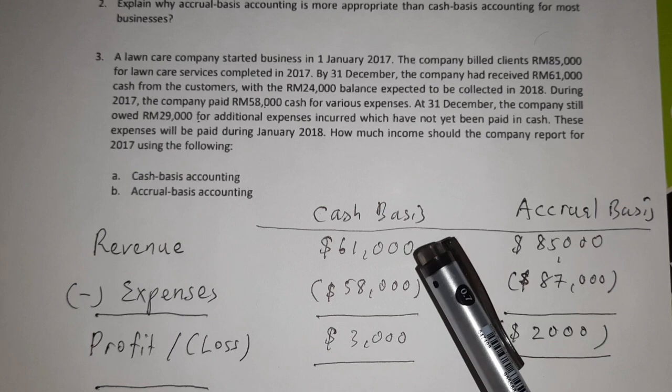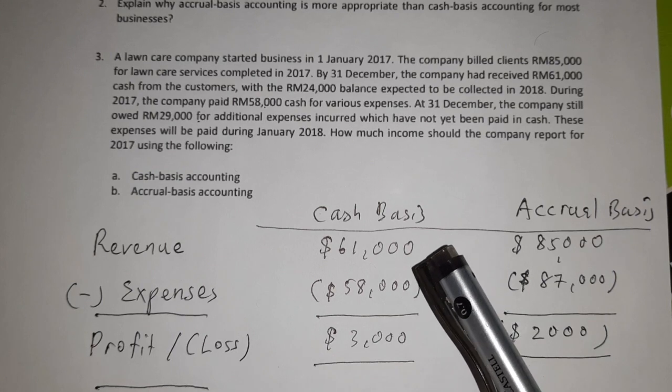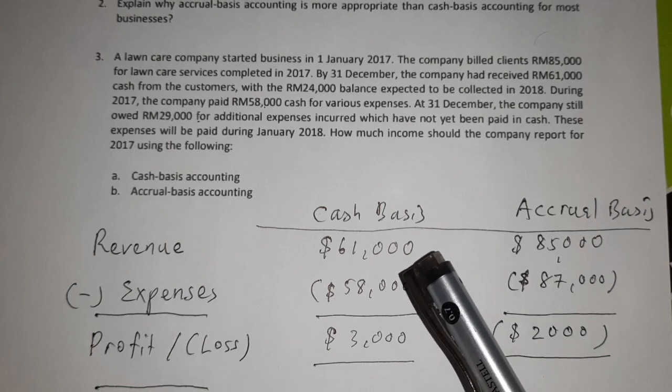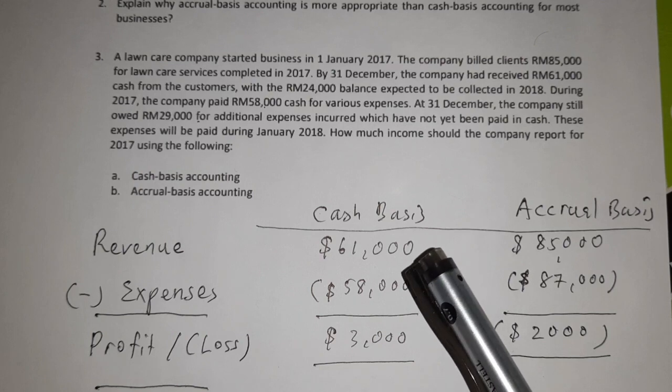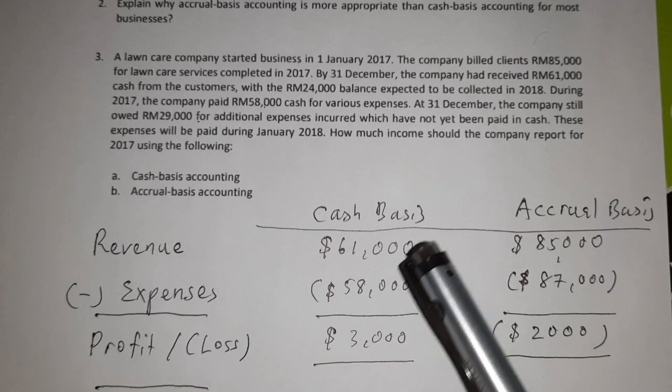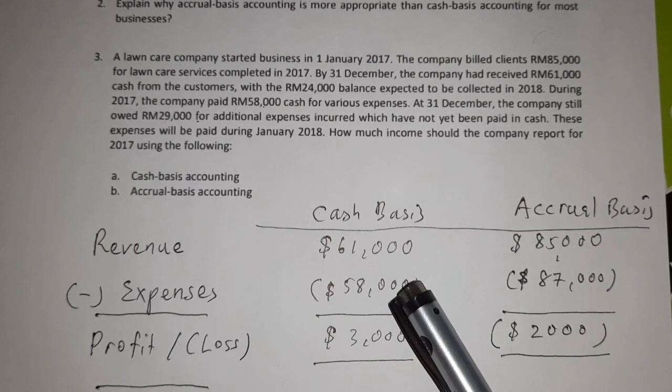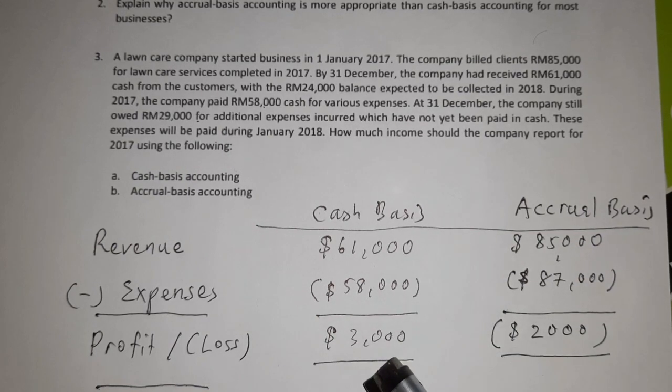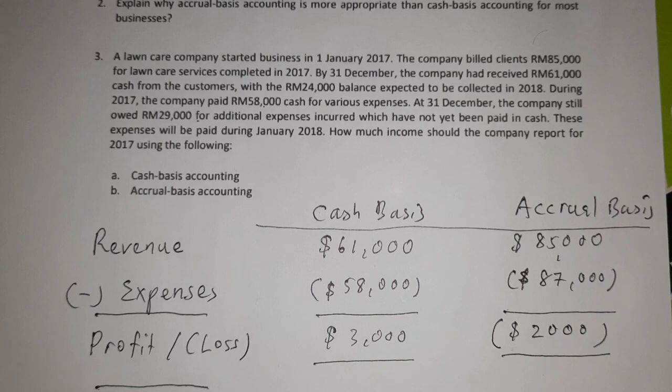And if you use cash basis accounting, you recorded the cash in and the cash out made by the business, and the profit or loss is actually the net cash, whether the business has cash or the business has no cash.